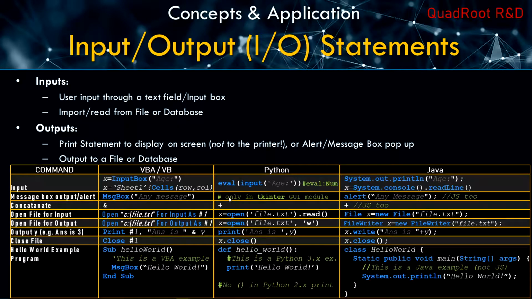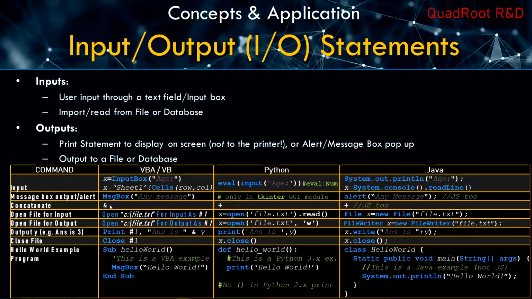In Python, this is only available in the GUI module called tkinter, which is not covered in this course. And in Java, you can use the alert keyword and within parentheses, any string that you want to alert. And this is the same in JavaScript too.